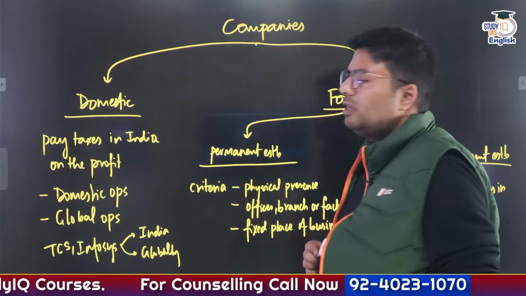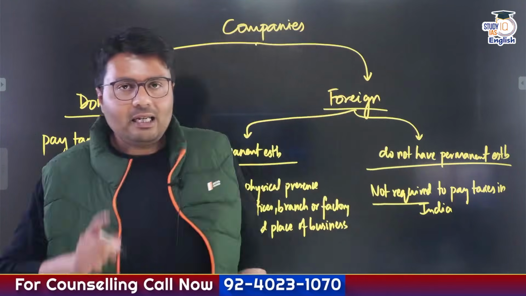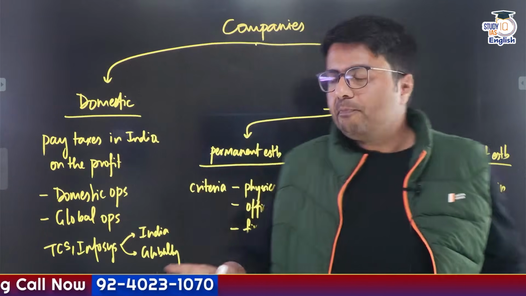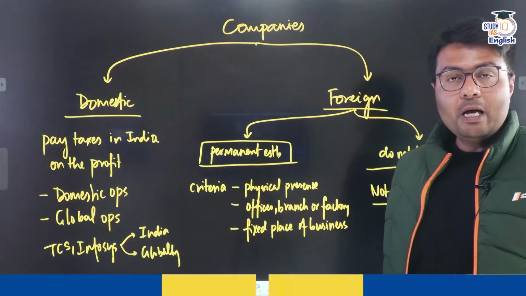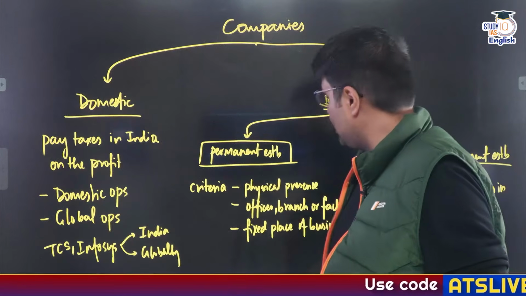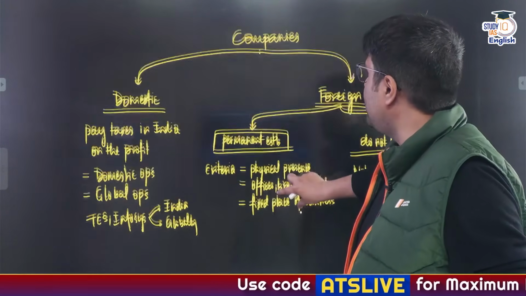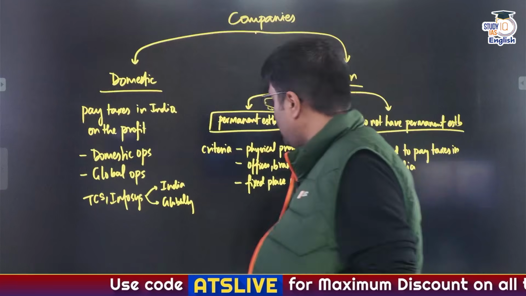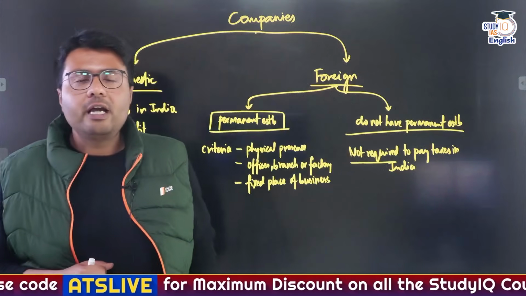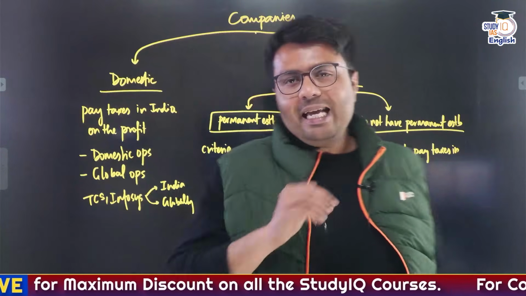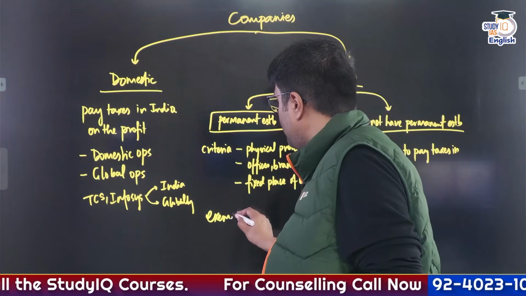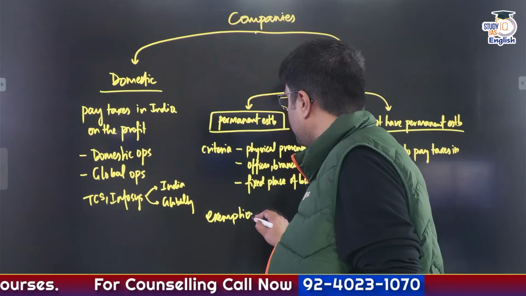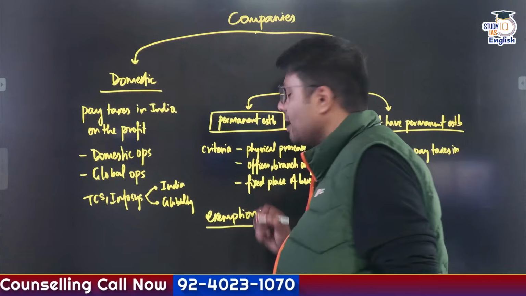Right? So these are the criteria that a company needs to fulfill if they have a permanent establishment in India. But things do not end here. Things will get trickier. So what is the tricky aspect of this qualification I'm talking about? The tricky aspect is the exemption given to certain companies. What is this exemption?